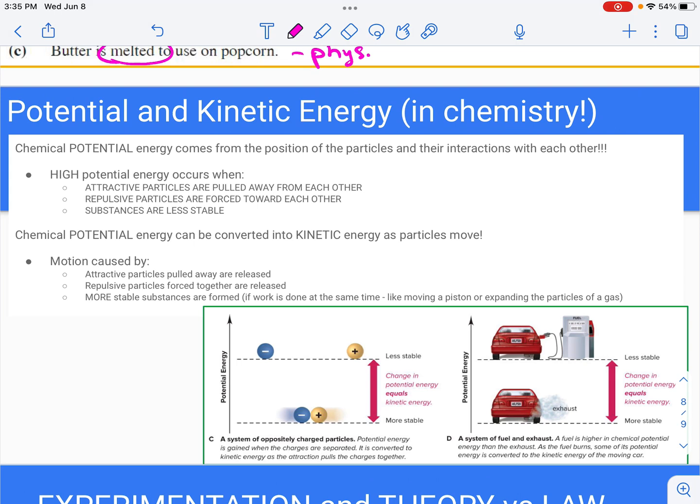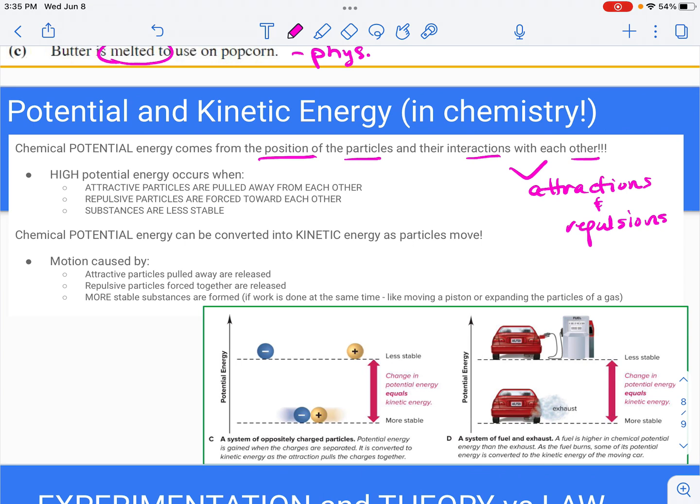So we could also talk about a ball sitting at the top of a hill, having lots of potential energy, and then as it's rolling down the hill, having kinetic energy. But we're not really talking about that kind of thing in chemistry. That's more of a physics example. So what we're looking at here is the idea that we have potential energy coming from the position of the particles relative to each other and their interactions with each other. So these would be attractions and repulsions. And the position is basically the distance between them.